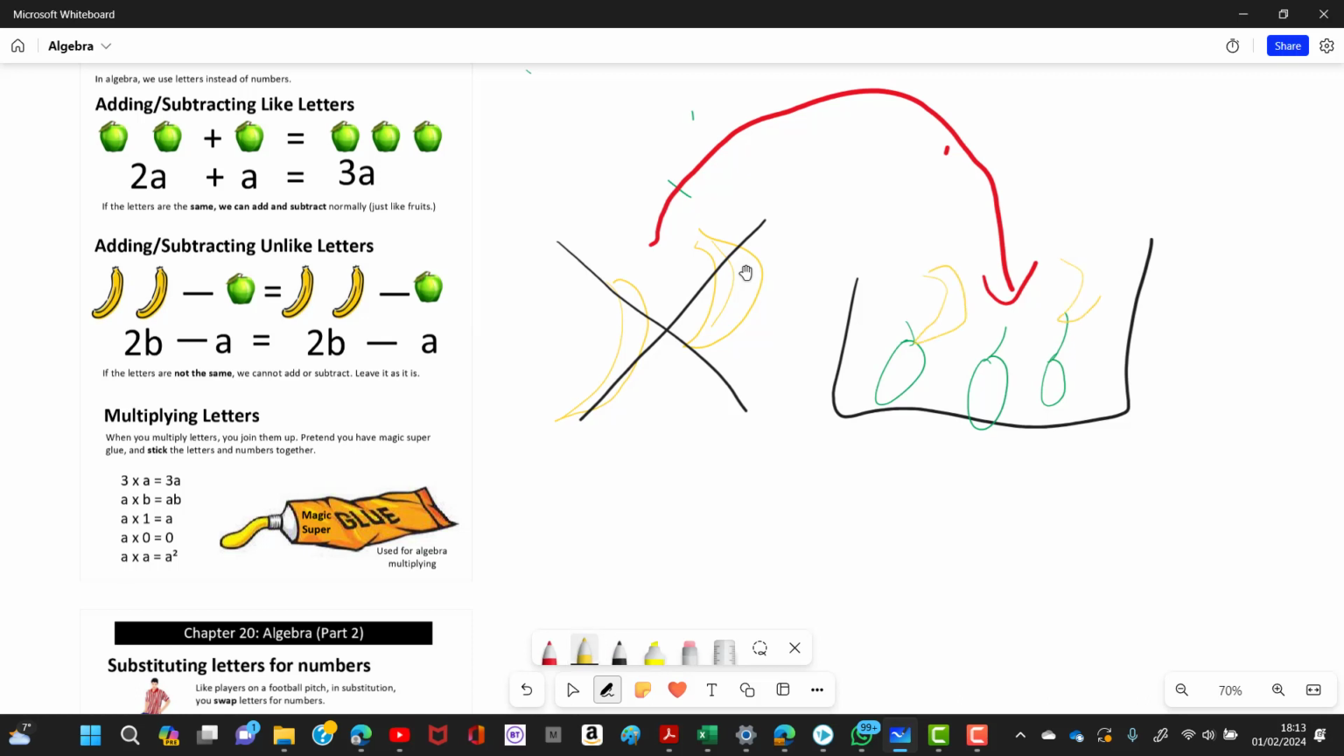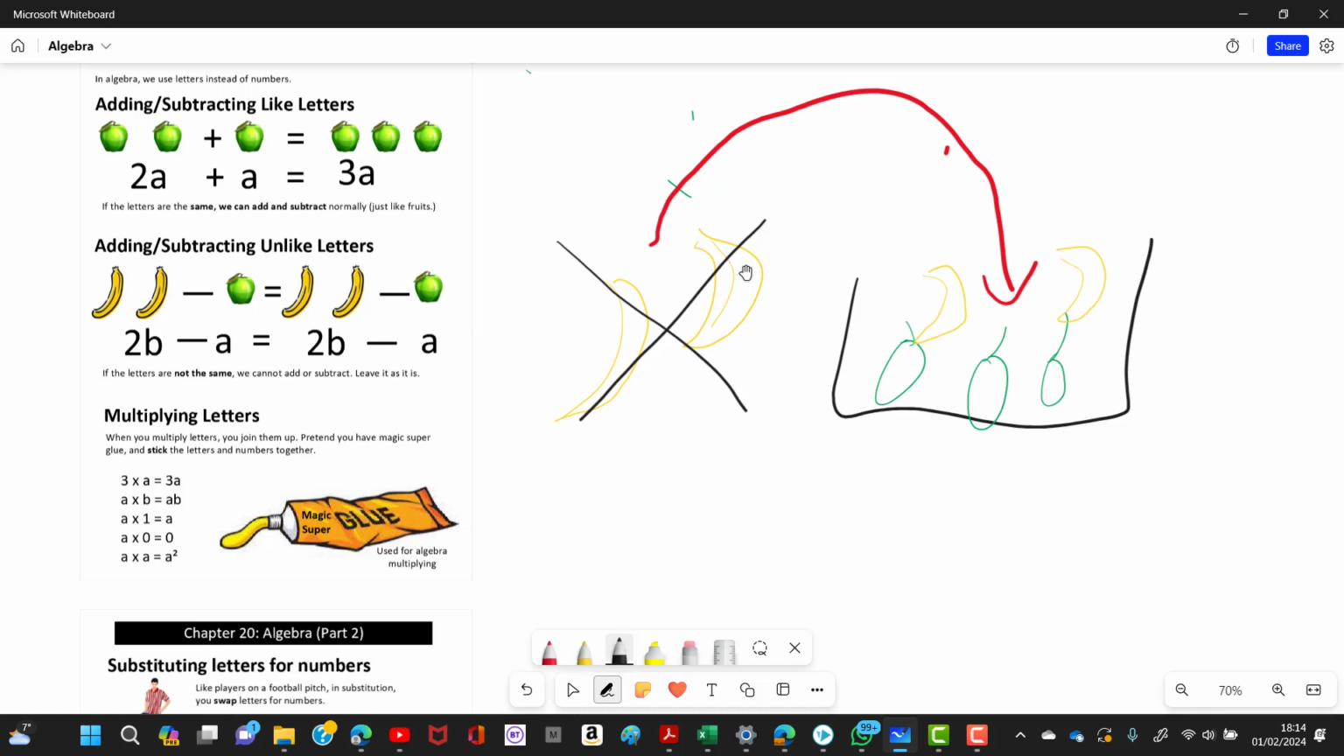In the basket, if you see what we've got, we have 3 apples and 2 bananas. We don't say 3 apples, bananas. There's no such fruit. It's 3 apples and 2 bananas. So you can't add and subtract different fruits.